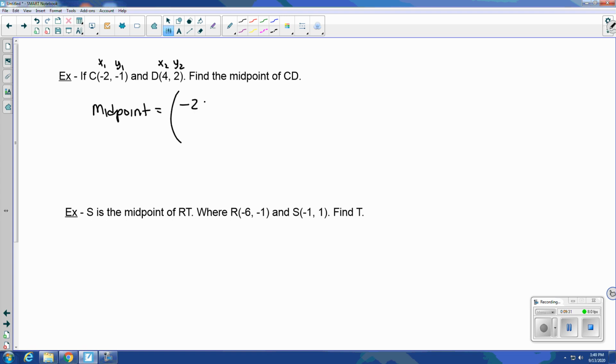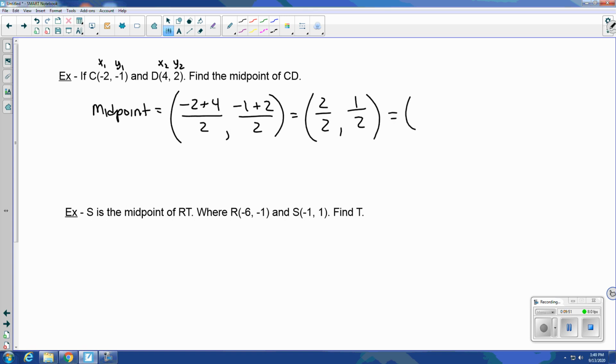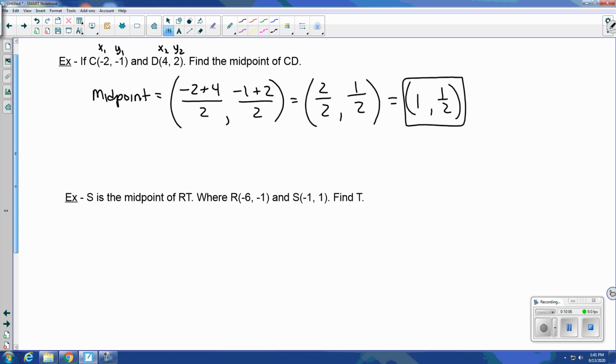We're going to do -2 plus 4. So again, to average, sum everything and divide by however many you are summing. And then -1 plus 2 over 2. We simplify this. We're going to get 2 over 2 and 1 over 2, which is equal to 1, 1/2. That is the midpoint. If you wanted to quickly plot those points and verify that that would be in between, you can do that. But that is how we utilize the midpoint formula if we have two endpoints seeking a midpoint.